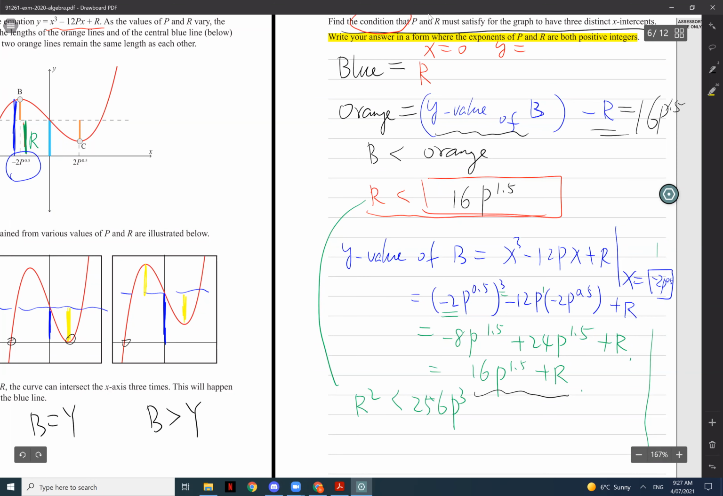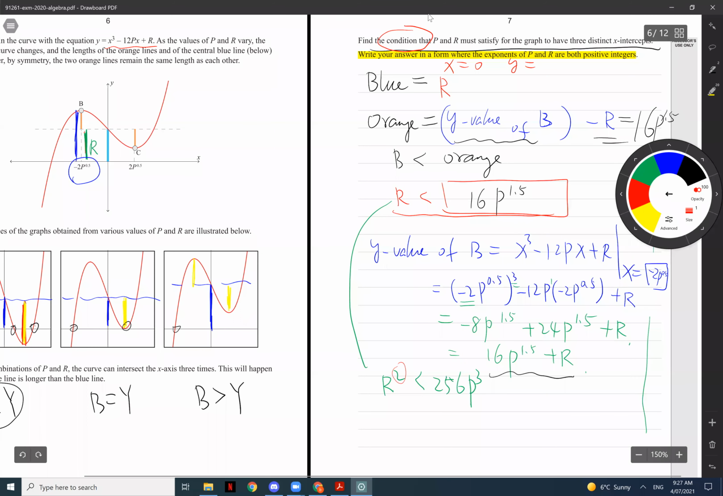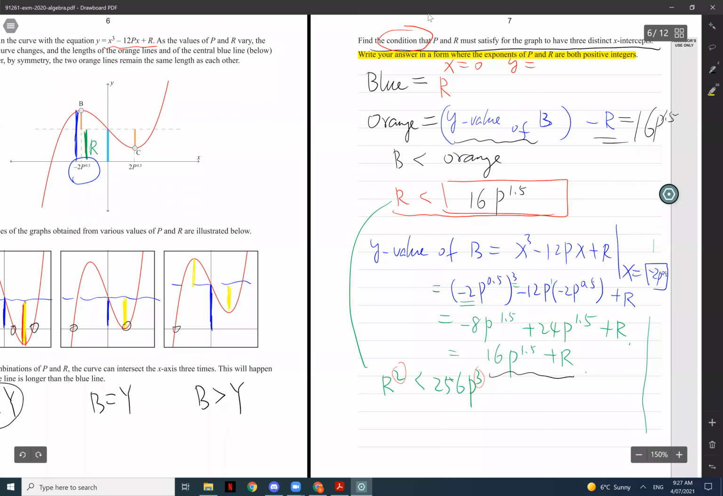R is also positive. Exponents of P and R are both positive. That means the power is positive, like here. From the graph, R looks positive, and orange is also positive. So this is the final answer. The power is a positive integer now. We square both sides: R squared, 16 squared, P 1.5 squared, just P3. That's the final answer, so 256 P3.